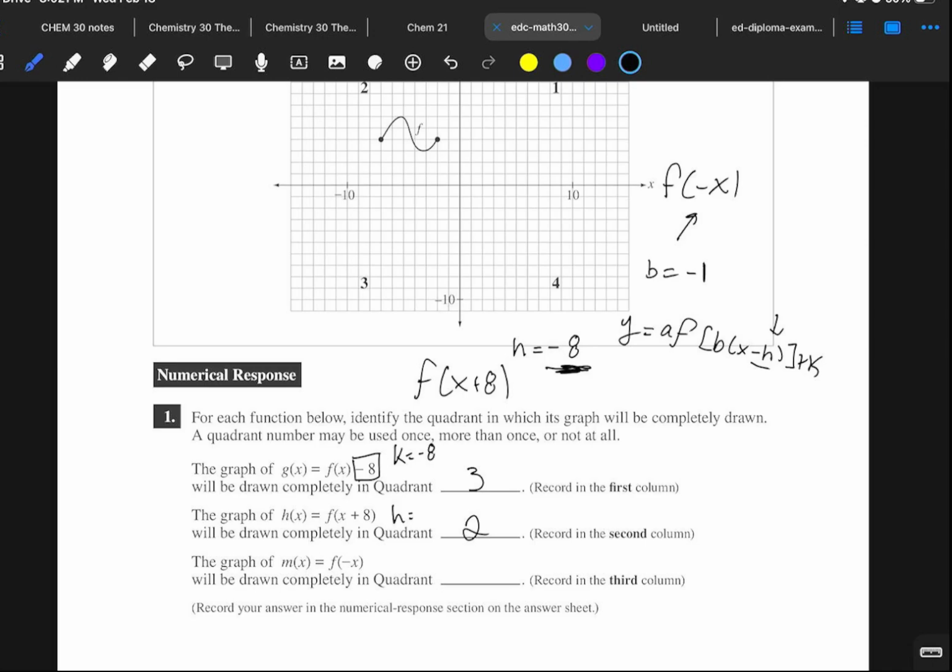Because remember that when you have b, you're dealing with either a horizontal stretch or a reflection in the y-axis. So a horizontal stretch about the y-axis or a reflection in the y-axis. So in this case, we're reflecting in the y-axis since it's negative.